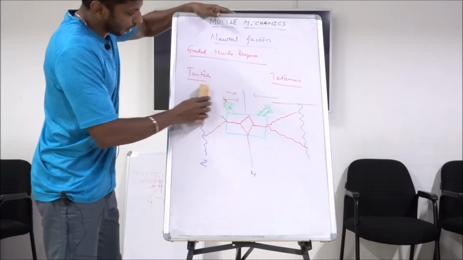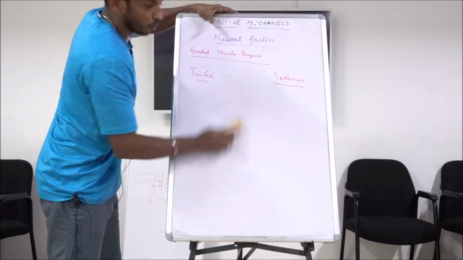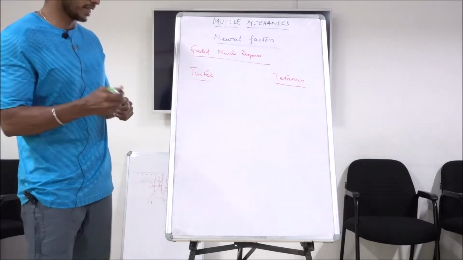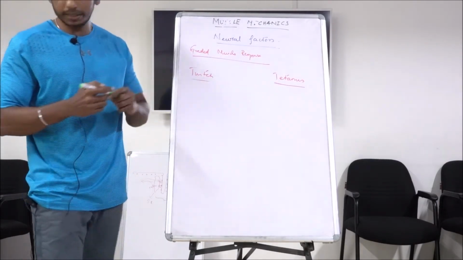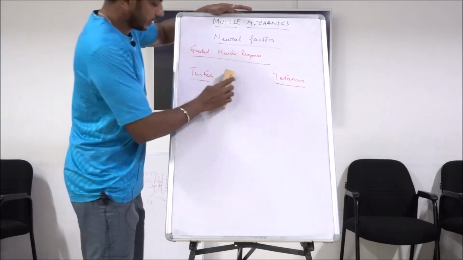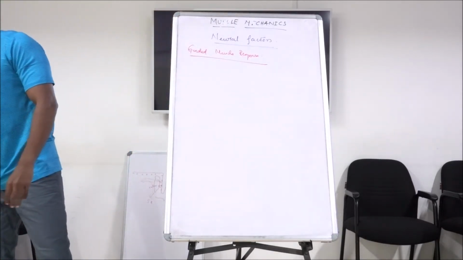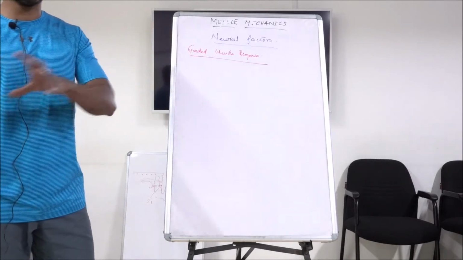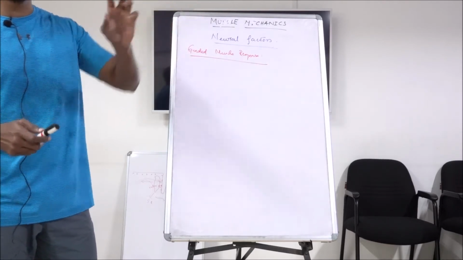Twitch is only one neural stimulus, so it has the latent phase, contraction phase, and relaxation phase. You know what the chemical changes are that take place to provide this contraction and relaxation phenomenon. Now coming to the tetanus part. We said the muscle mechanics depend on the neural stimuli as well as the muscle architecture and the mechanical properties of the muscle. So you know what twitch and tetanus are, and how these neural inputs are given to the muscle.